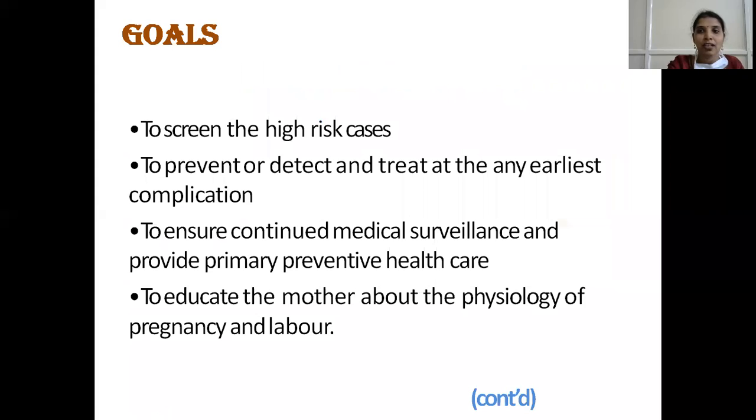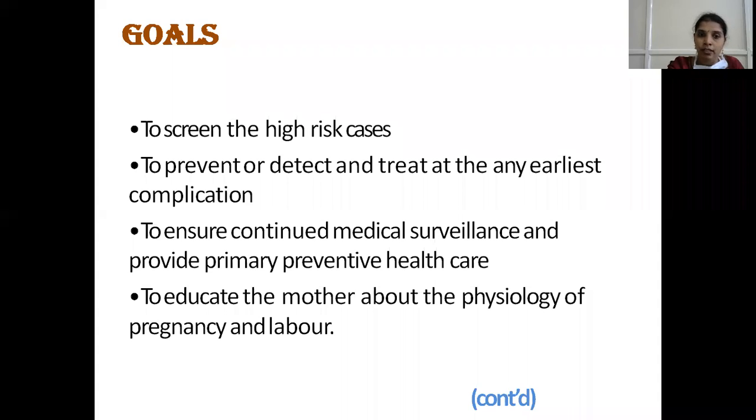What is the purpose of antenatal care? The purpose of antenatal care is to screen the high-risk cases, to prevent, or detect and treat complications at the earliest. So if we detect any complication in the beginning of the pregnancy, we can treat it immediately. We need not wait until the complication becomes worse. If we detect early, we can treat early. Most of the time we can prevent the complications itself.